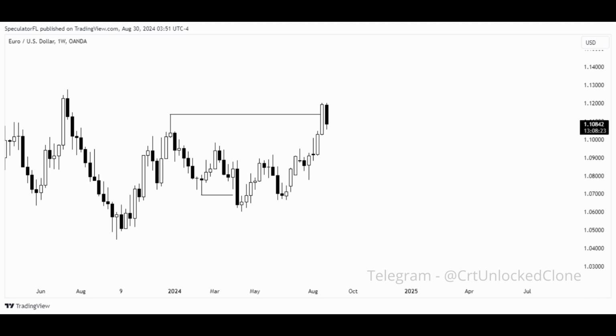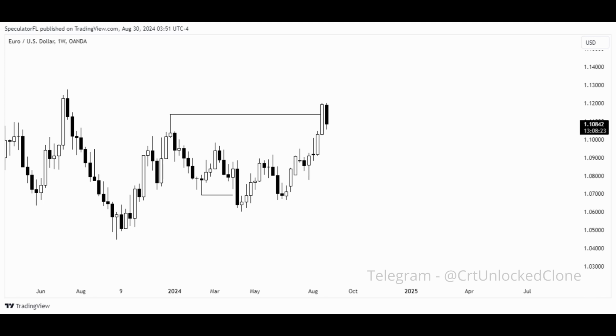Now right here you can see that with this expansion profile that we've had since the last few weeks, we took out this range high. Now we know that with this expansion profile we've tested a key level in the form of this range high. Now what we can do is expect a retracement profile before we can potentially move higher again.